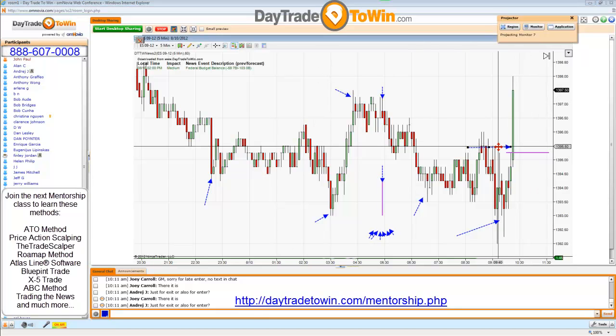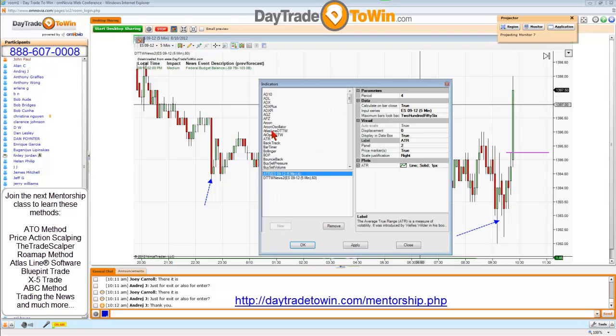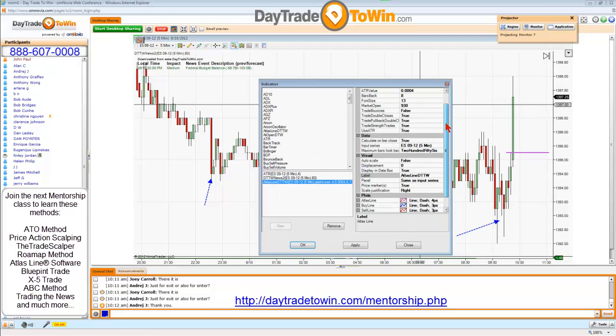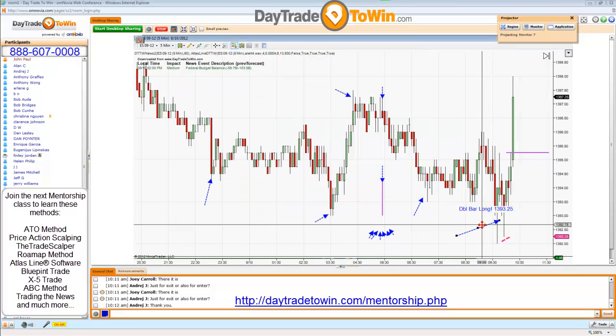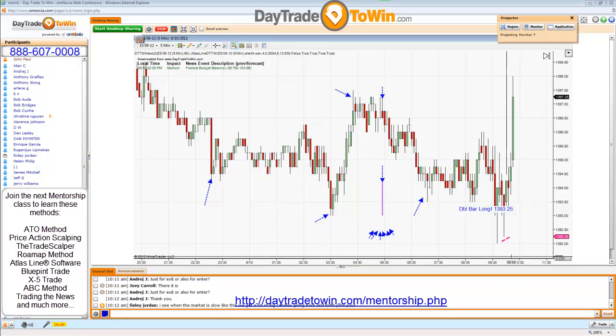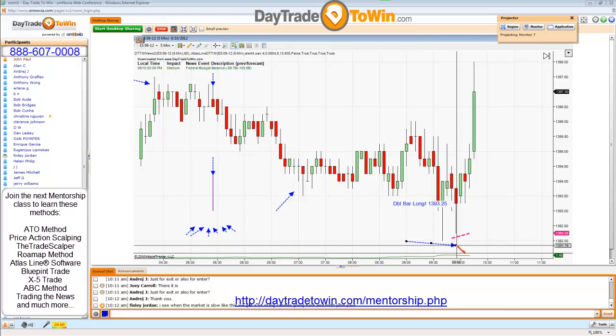Some of you guys are asking about the Atlas line. Here, let me show you here. Let me add the Atlas line to the chart. 9:30. Some of you took this trade, right? Over here. What you're seeing here is the Atlas line.